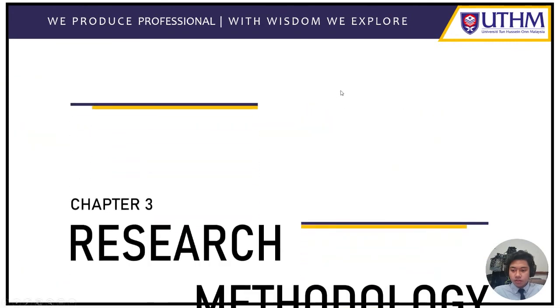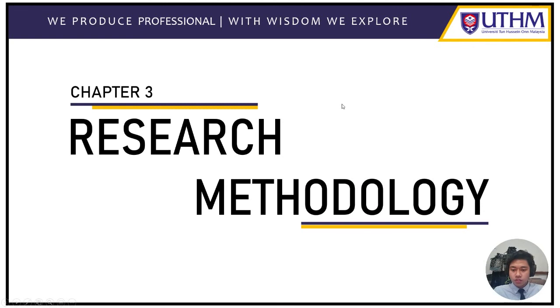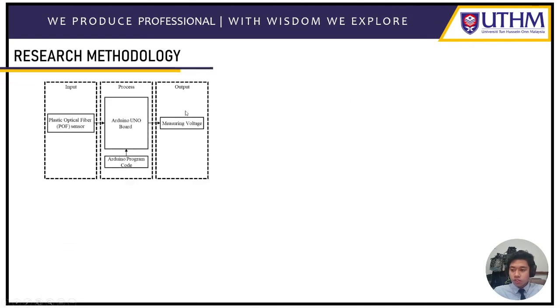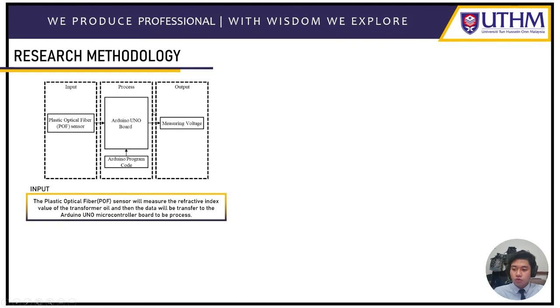Okay, next we move to Chapter 3, which is research methodology. So for research methodology, this is my block diagram for the project, which is divided into three parts. The first part is input, the second part is process, and the third part is output. For input, the plastic optical fiber or POF sensor will measure the refractive index value of the transformer oil, and then the data will be transferred to the Arduino Uno microcontroller board to be processed.